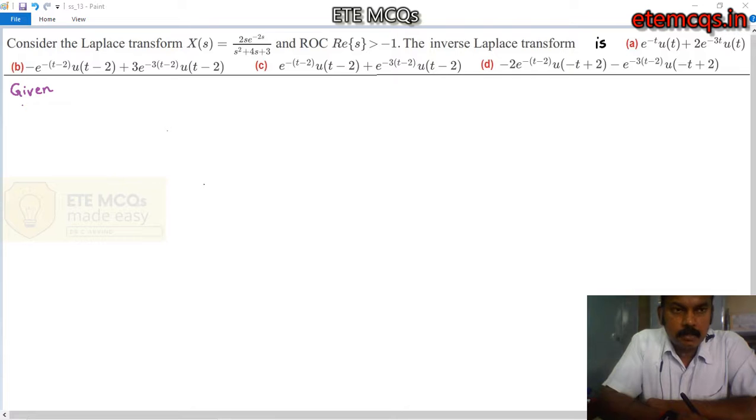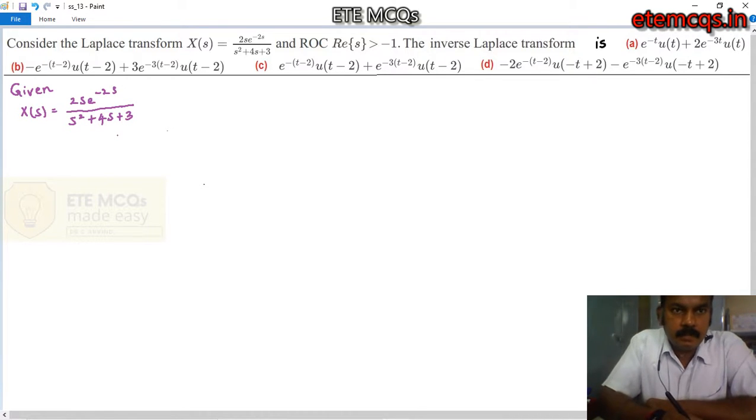Now let us solve a problem based on Laplace transform. Consider the Laplace transform X(s) equal to 2 times s into e power minus 2s, the whole divided by s squared plus 4s plus 3.